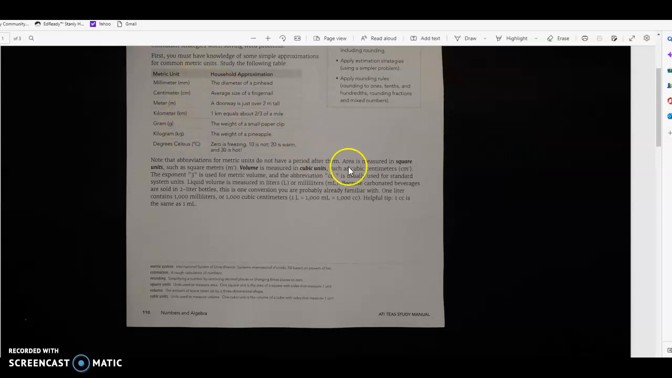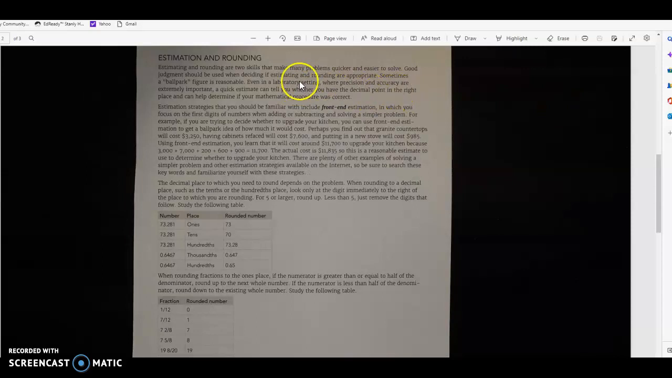Once you've studied the metric units, we need to talk about square units, such as square meters. When you're talking about area, which we'll also be talking about in a later section, it is measured in square units. Volume is measured in cubic units. And one of the first units of measure you need to understand is that 1 liter contains 1,000 milliliters or 1 cubic centimeter. So the helpful tip is that 1 cubic centimeter is the same as 1 milliliter. And that is used a lot in the medical field.